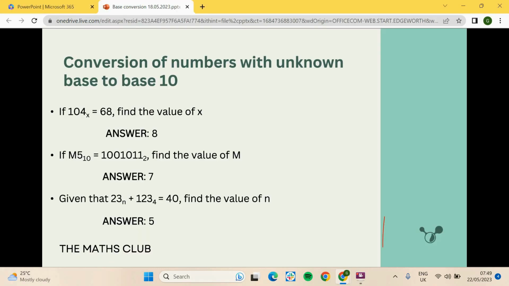Great. So with this, we've actually come to the end of this particular concept under the topic, which is conversion of numbers with unknown base to base 10. The part that we're going to go to next is conversion from a non-base 10 to another non-base 10 number. So that means if I want to convert from base 2 to base 4, or base 4 to base 2, or base 7 to base 5, how am I going to do that?